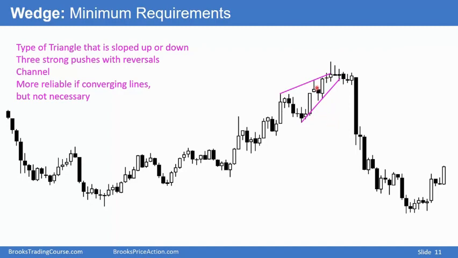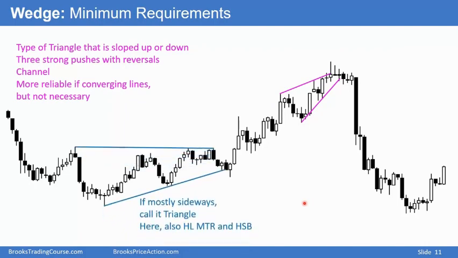There are always multiple ways to draw patterns. I'm picking this. Some computers will say this is the first push, second push, third push. Here we have three pushes up, 1, 2, 3. It's a triangle. And since it's mostly horizontal, traders would refer to this as a triangle rather than a wedge.